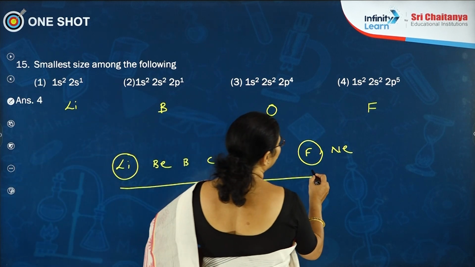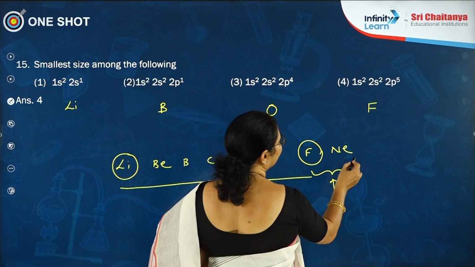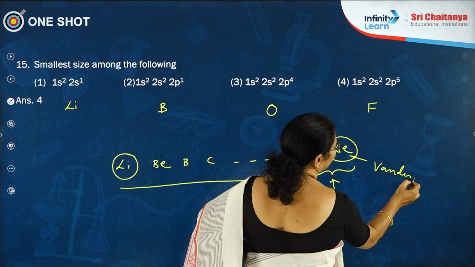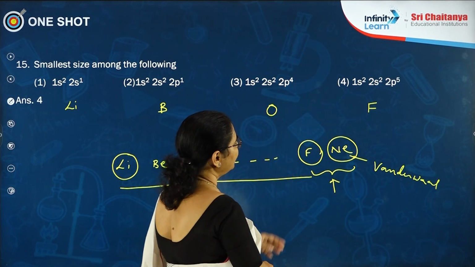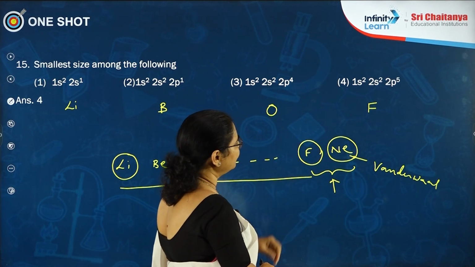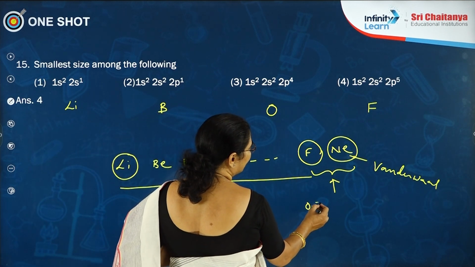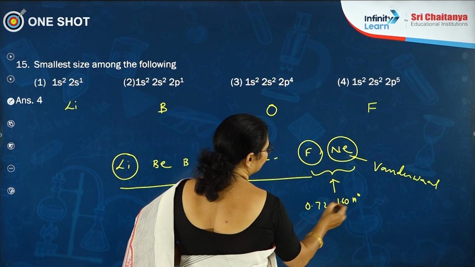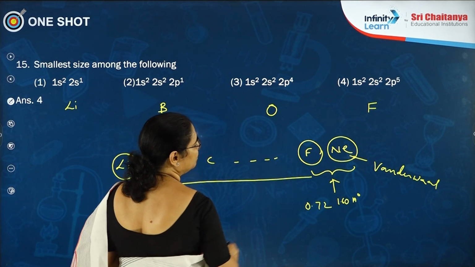Again from fluorine to neon, size increases, because for neon we will take van der Waals radius. Noble gases have van der Waals radius, halogens have covalent radius. We know van der Waals is greater, that is why it is the order. This is also a very famous question, 0.7 to this is 1.60 angstroms. So, he will give you the same values different and you have to pick out the sizes.